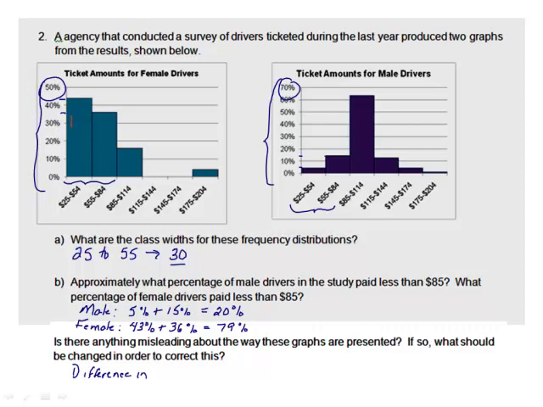So that is a little bit misleading because it makes it look like the frequency for the males in that middle class, the highest frequency, is about the same as the frequency for the females in their highest class, but that's really not the case. So what we could change in order to correct this is to make them both with the same scale. For example, we could change the graph for the female drivers' ticket amounts so that it went all the way up to 70%, and that would make them the same scale.